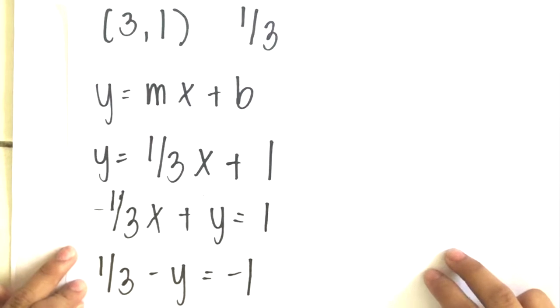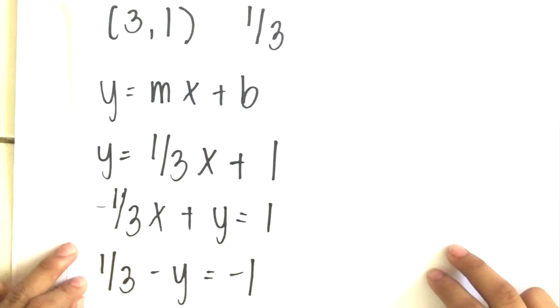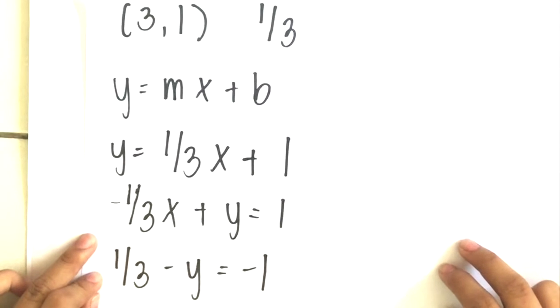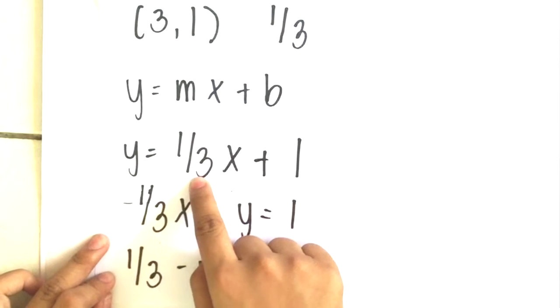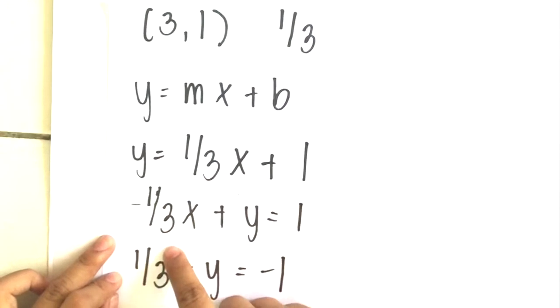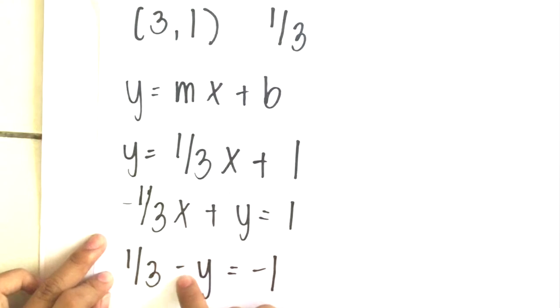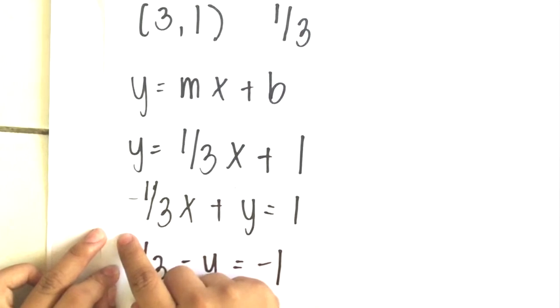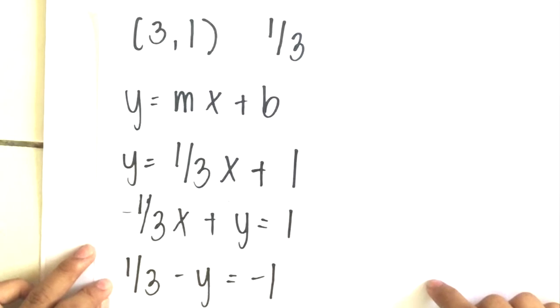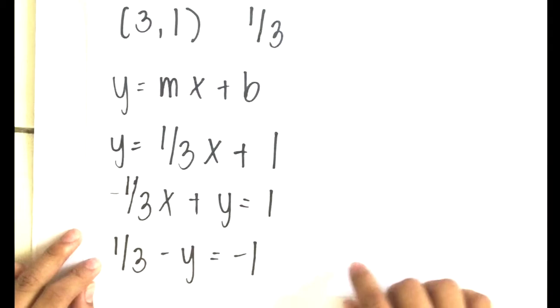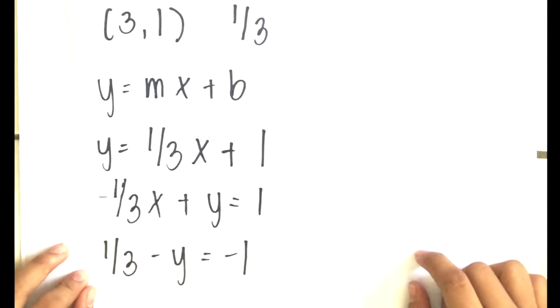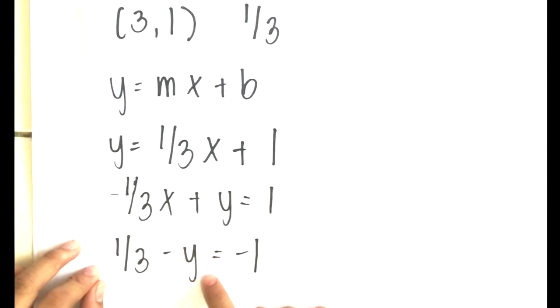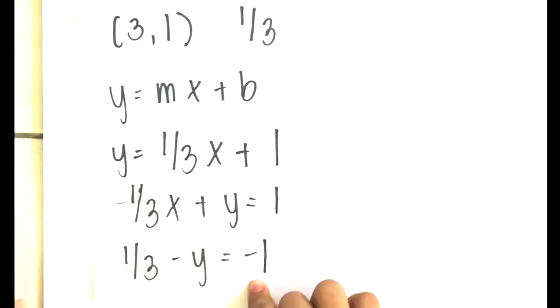After this, we will derive the equation into standard form. To derive it, transpose 1/3 x to the left side. Since 1/3 x is positive, it will become negative. Since x must be positive, we will multiply the whole equation by negative 1. So 1/3 x minus y equals negative 1 is the standard form.